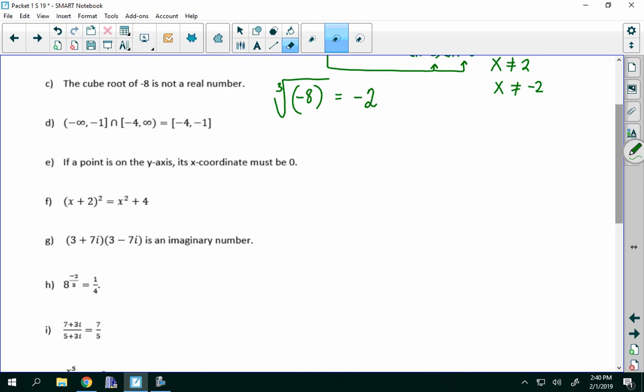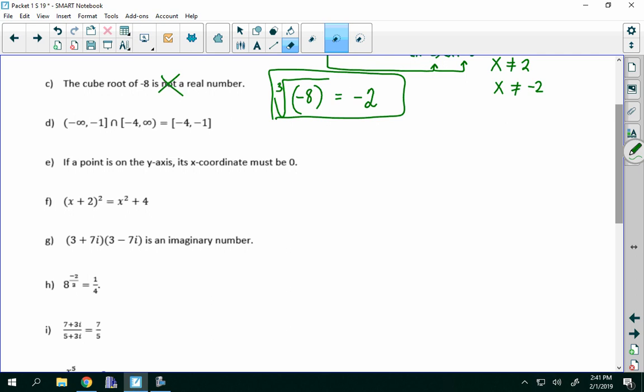So we would say the cubed root of negative 8, we could cross out the not there and say is a real number. That would be sufficient. Or you could actually show that the cubed root of negative 8 is negative 2.